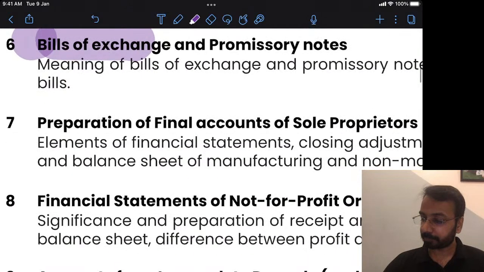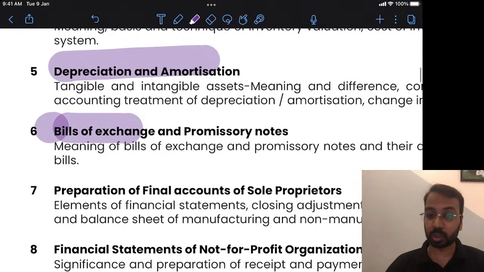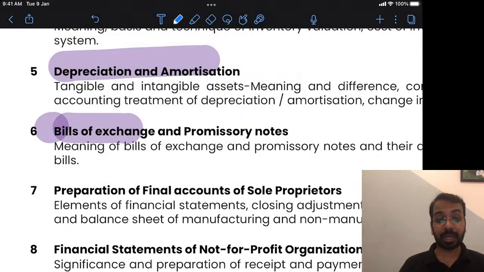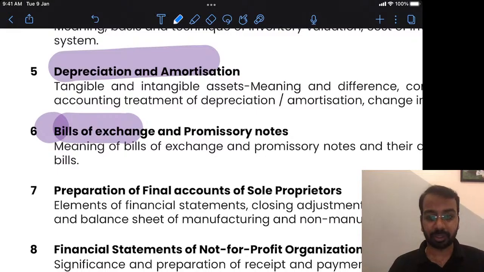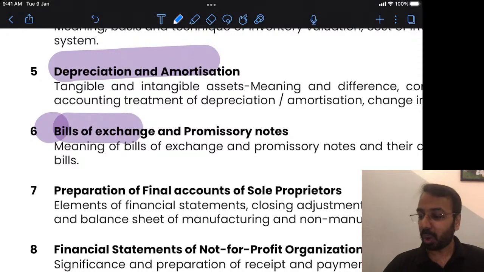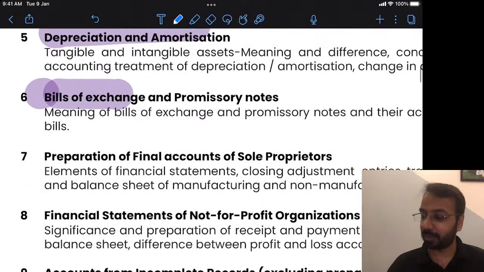Those of you who have done CA Foundation, one thing we can see which is missing is special accounting for average due date, account current, and consignment accounting. Consignment was something which was scary for a lot of students. All of that has been removed. I don't see it in the syllabus.